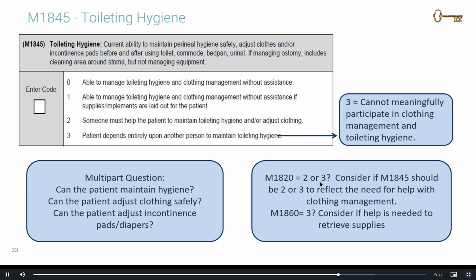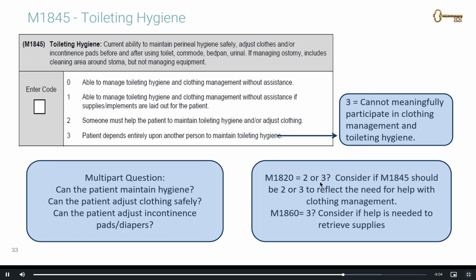Now for M1845, toilet hygiene, when we look at this, this is another one that has that option 3 that's saying the patient depends entirely upon another person to maintain toileting hygiene. So they're not meaningfully participating in clothing management or the toileting hygiene. And this is one of those questions that covers a lot of territory, because we're looking at maintaining hygiene, adjusting clothing safely, and then if they have incontinence pads or diapers, can they manage that safely too?